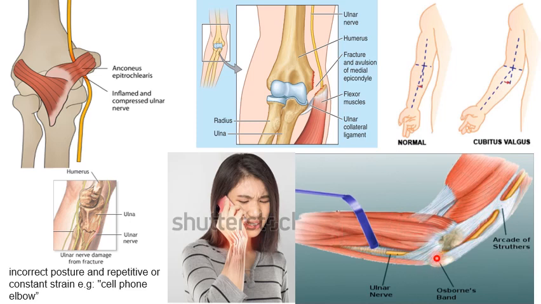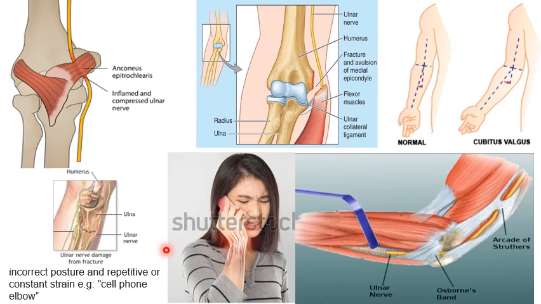So if this Osborne's band is present, the anconeus epitrochlearis is not present, and if this is present, the Osborne's band is not present. And this ulnar nerve can get compressed by the arcade of Struthers as well, and it gets compressed as it passes between the two heads of the flexor carpi ulnaris. And this is the fracture of the upper end of the ulna, where the ulnar nerve, which is related posteriorly, can get damaged.